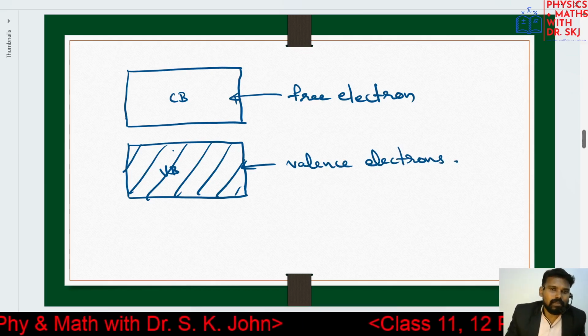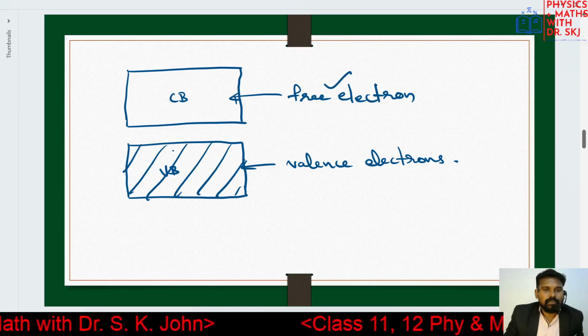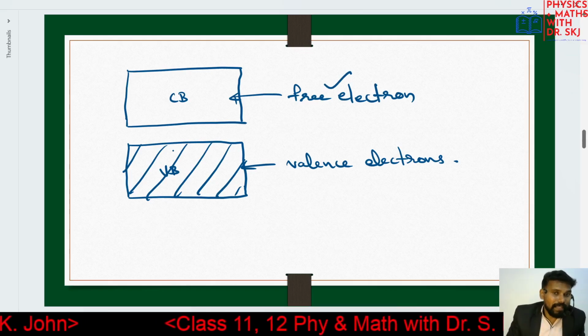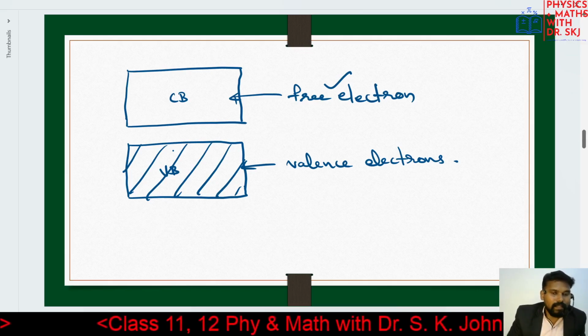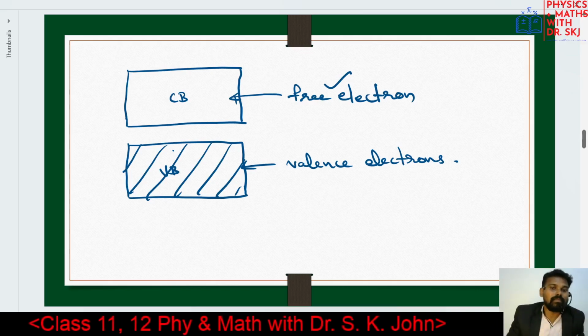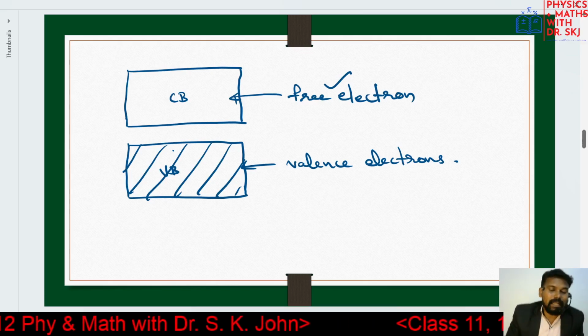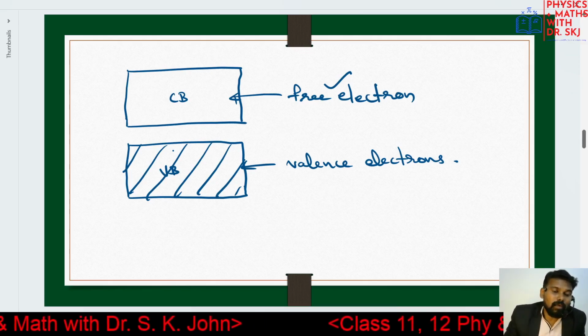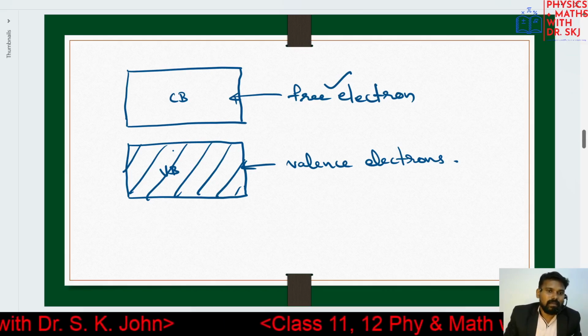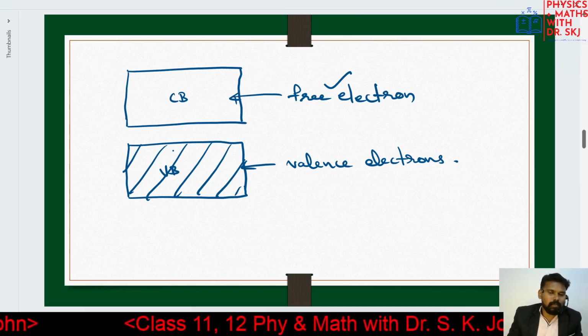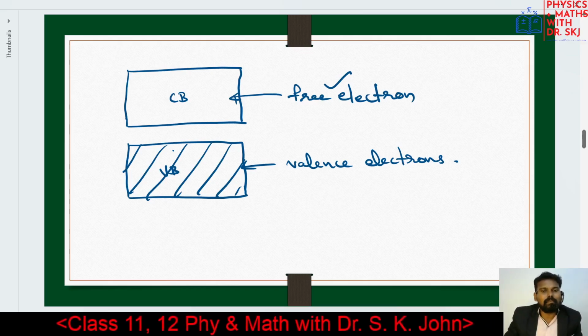Actually, the free electrons are valence electrons. When do they become free? They become free when they get energy from heat or some external energy. When they get some external energy, they will come out of the bonds, then they will be free. Free electrons means they can move anywhere inside the material.